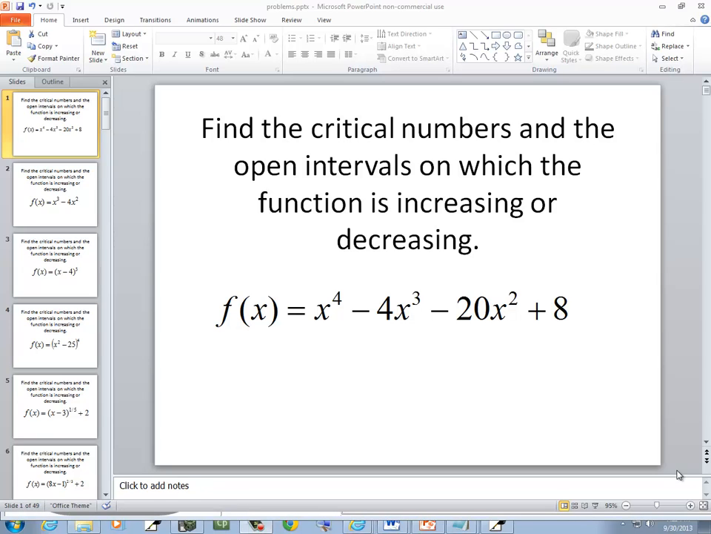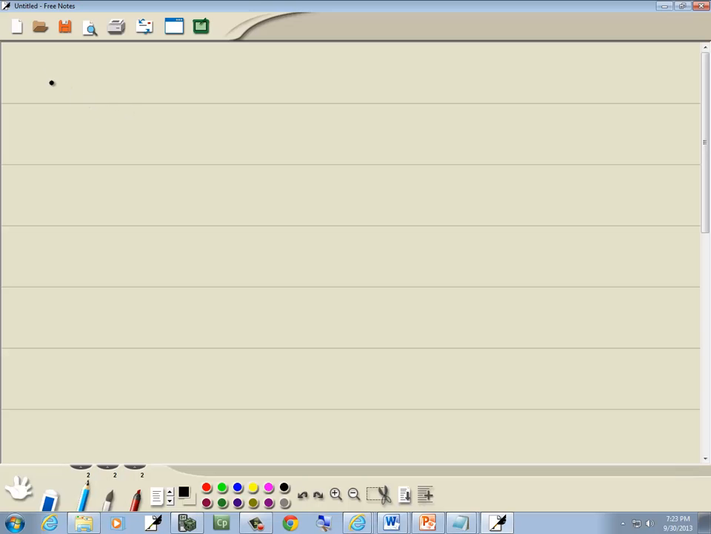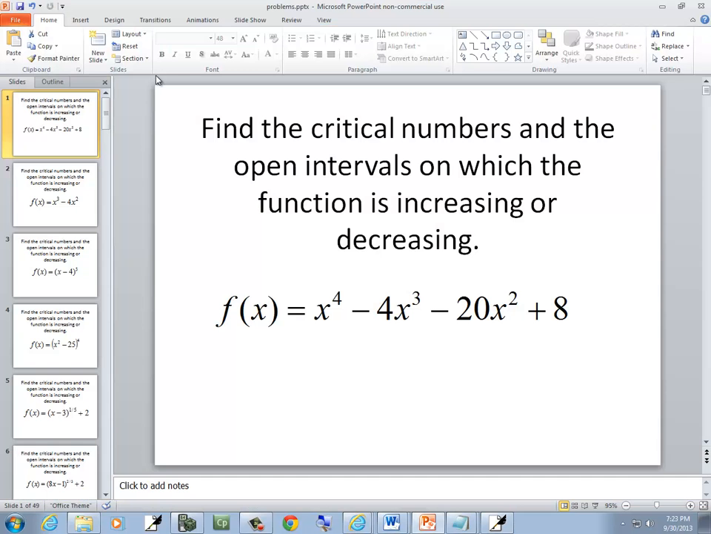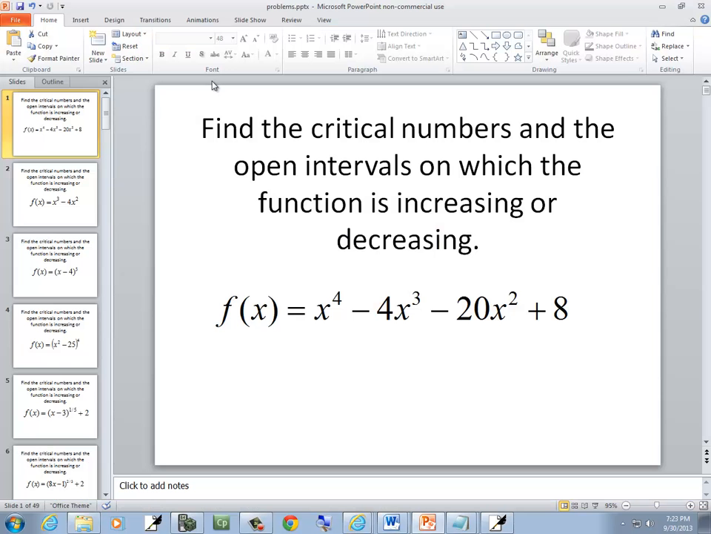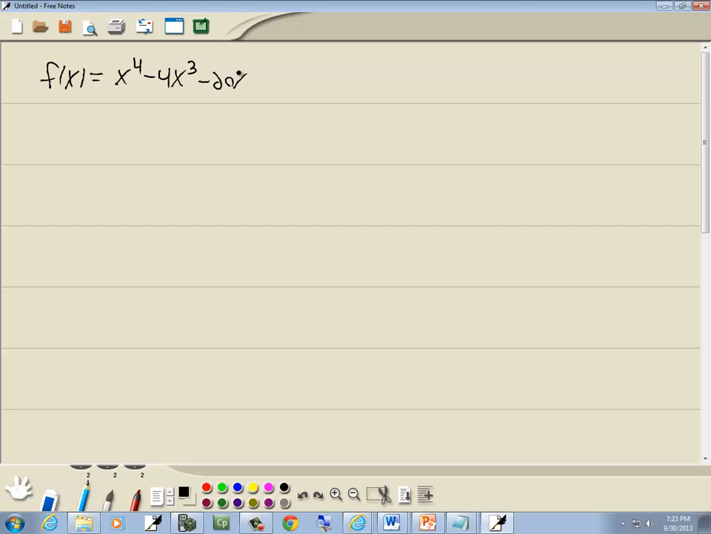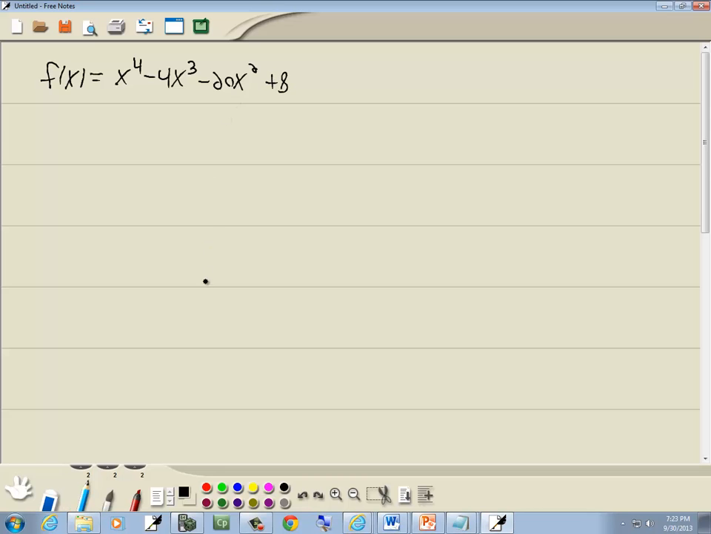In this problem, we want to find the critical numbers and the open intervals in which a function is increasing or decreasing. So we've got f of x equals x to the fourth minus 4x to the third minus 20x squared plus 8. And our first step is to find the derivative.